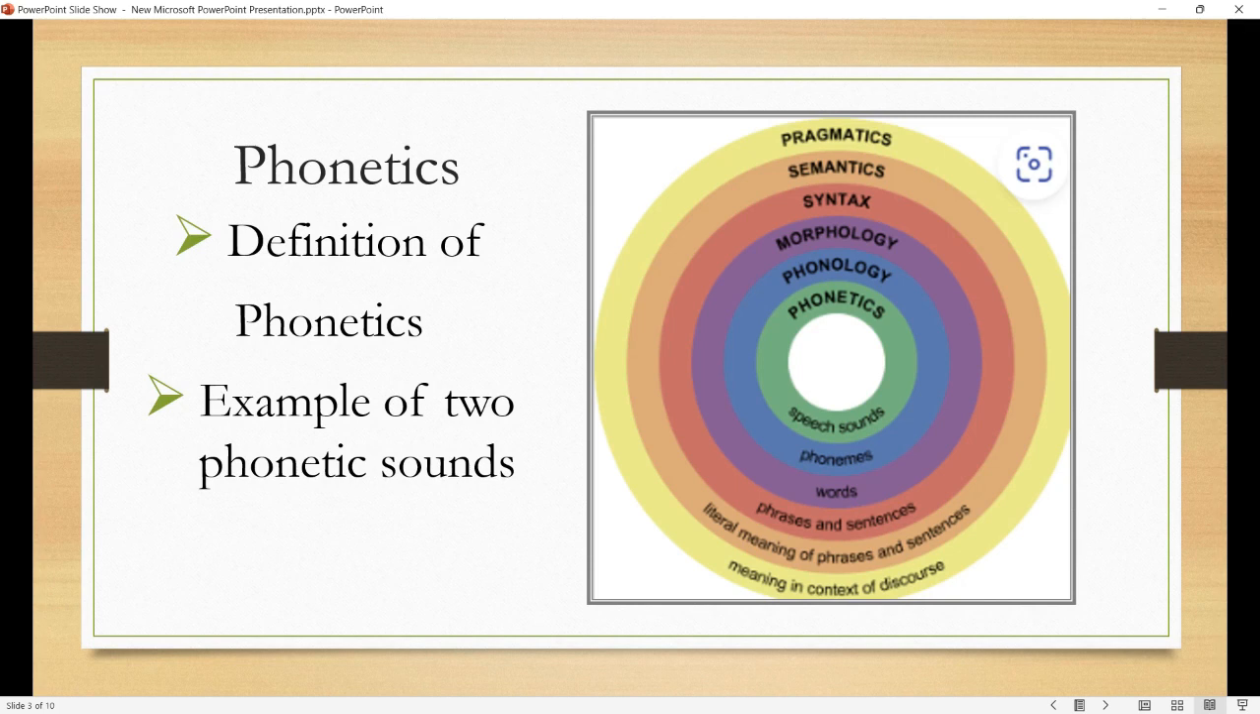An example of two phonetic sounds is the two th sounds in English. There is the voiceless fricative theta, and the voiced fricative. One is used to transcribe words like think and path, and the other is used for words like them and brother.